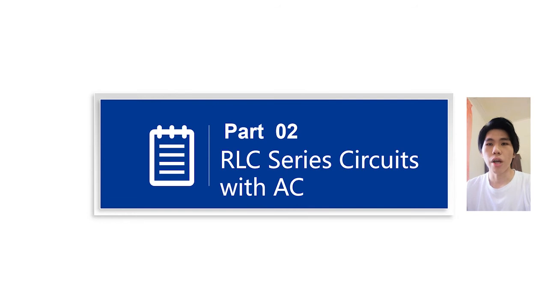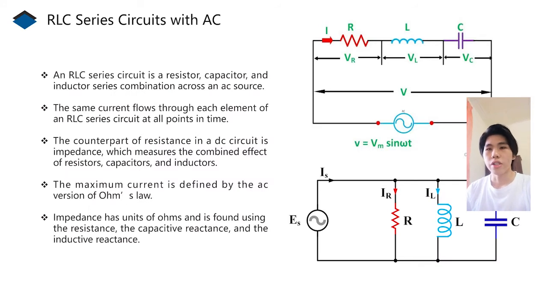So now for our part 2 is RLC series circuit with AC. So what is an RLC series circuit? An RLC series circuit is a resistor, capacitor, and inductor series combination across an AC source. The same current flows through each element of an RLC series circuit at all points in time.